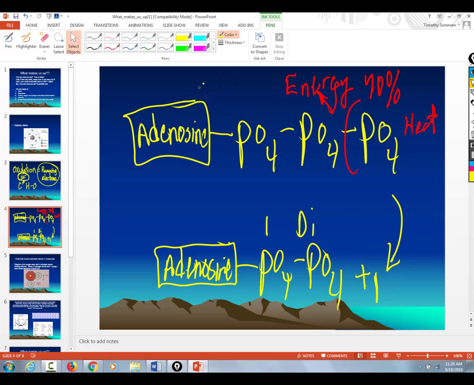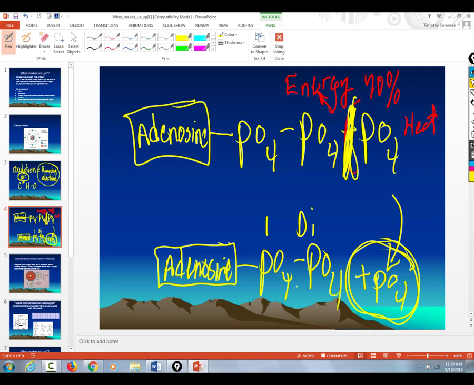Who's following this? Guys? What happened here? Who's with me? Why is that phosphate lonely? It just got hacked off. Boom. You broke that bond there. So it's just hanging out by itself. So you have ADP left over, plus the PO4. It's just hanging there, just kind of wishing it was in the group. Who's with me? Guys? Watch.